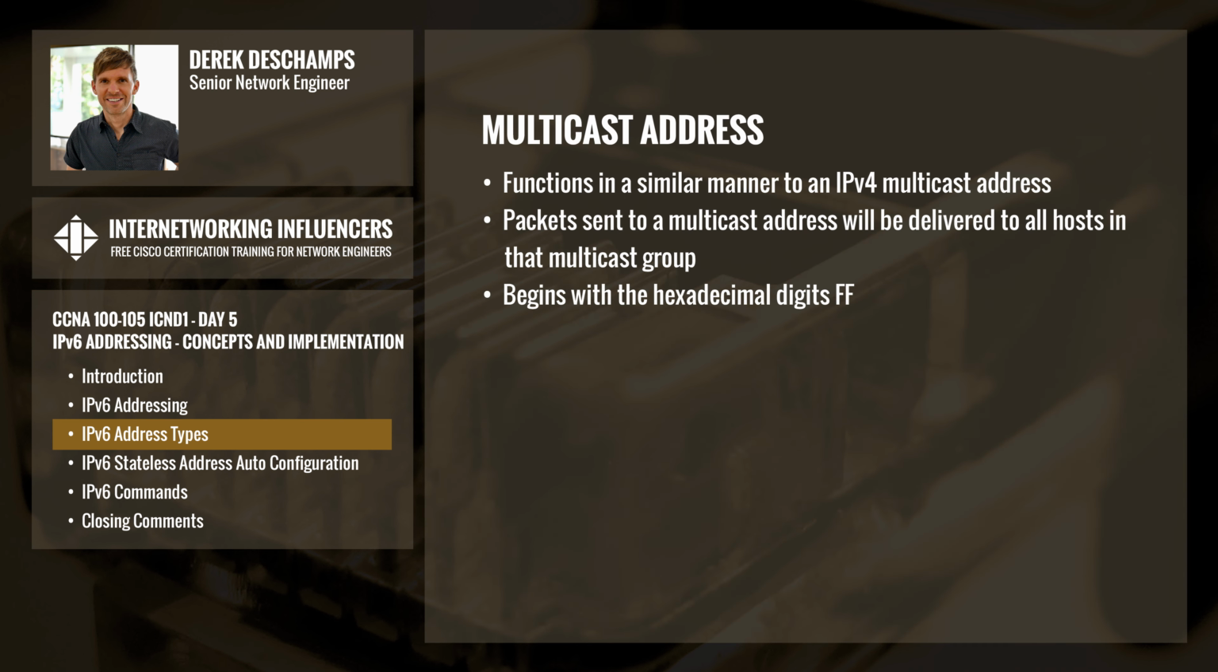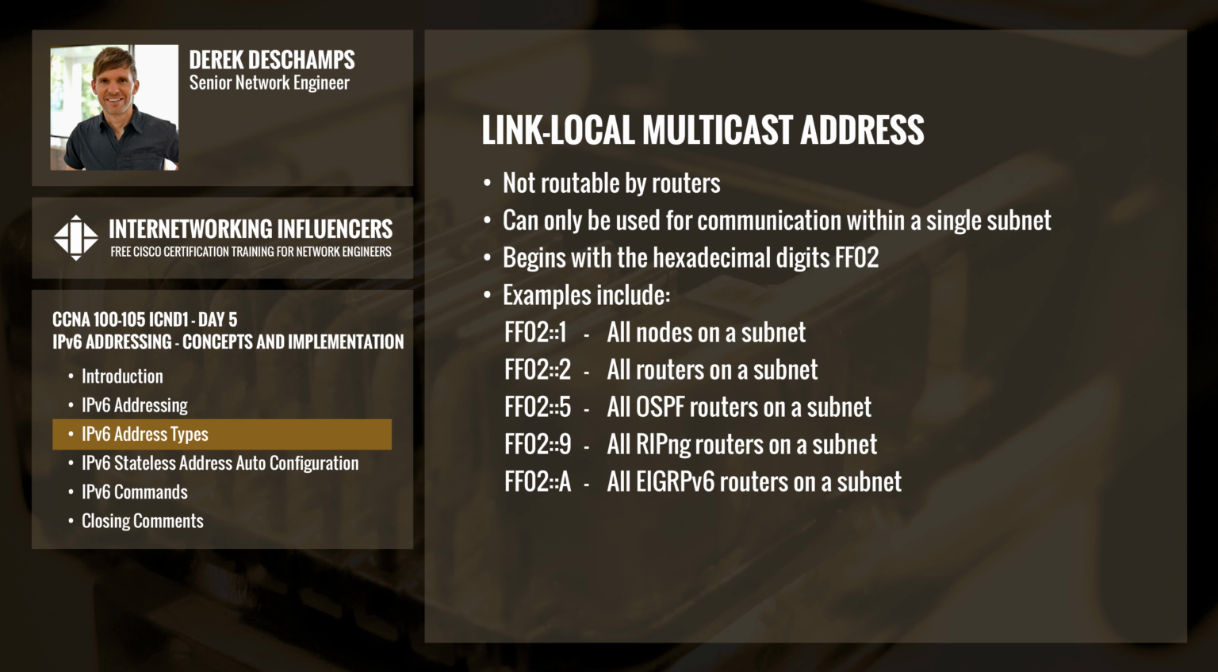An IPv6 multicast address functions in a similar manner to an IPv4 multicast address, in that packets sent to a multicast address will be delivered to all hosts in that multicast group. An IPv6 multicast address begins with the hexadecimal digits FF. A link local multicast address is a multicast address that is not routable by routers, and therefore can only be used for communication within a single subnet.